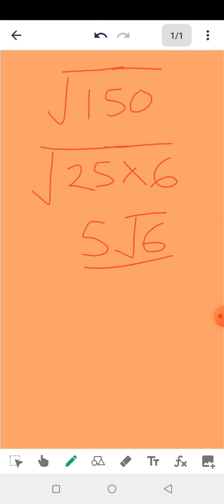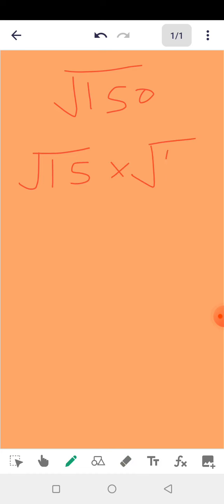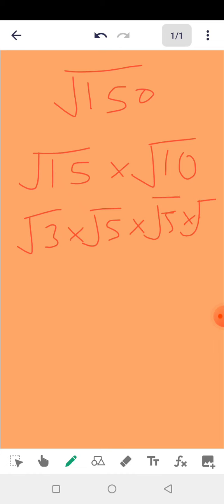Now, it's possible that maybe you didn't see 25 quickly in your analysis. Maybe what came to your mind when you saw 150 was 15 times 10. That's okay. If 15 times 10 is what came to your mind, then just go ahead with solving 15 times 10, except that it's going to take a longer time to finish. So square root of 15 times square root of 10: this will be square root of 3 times square root of 5, that is 15. This will be for 10, square root of 5 times square root of 2.